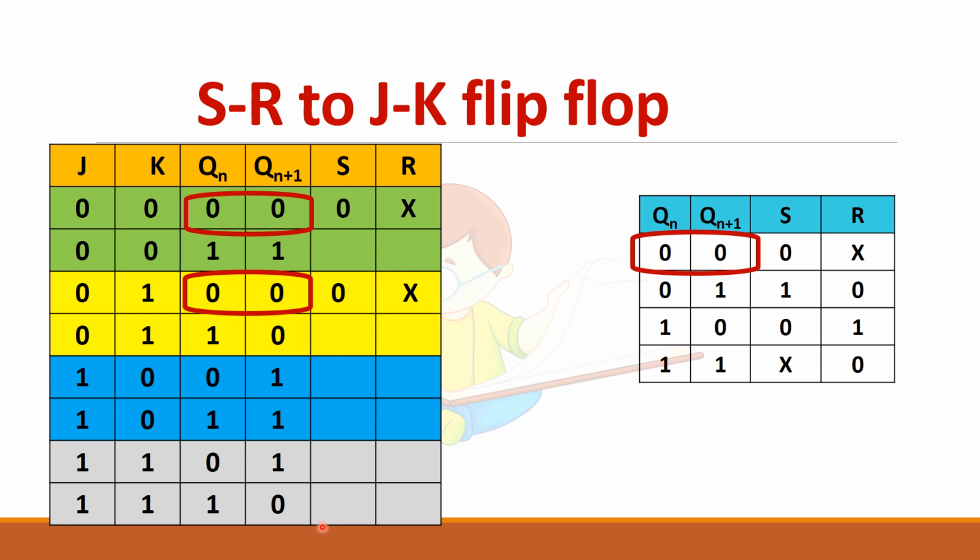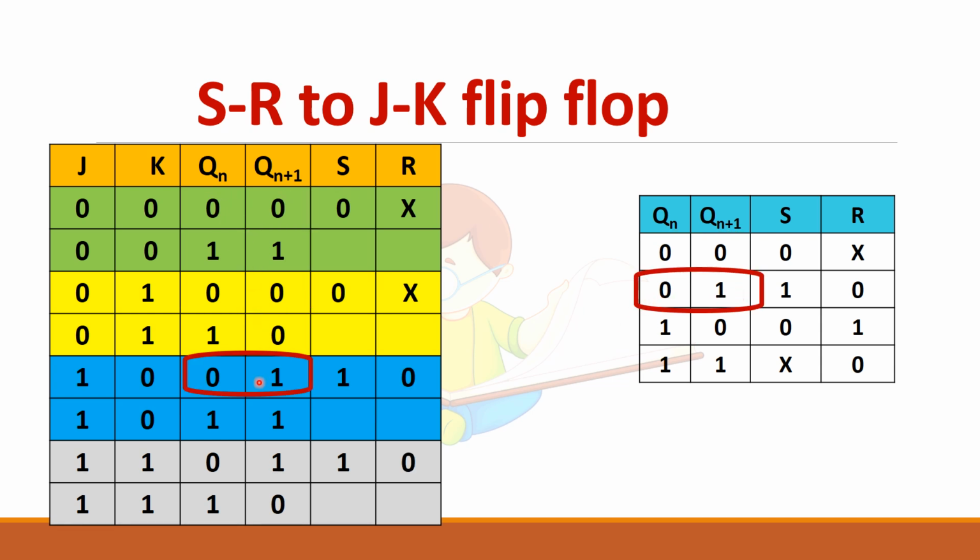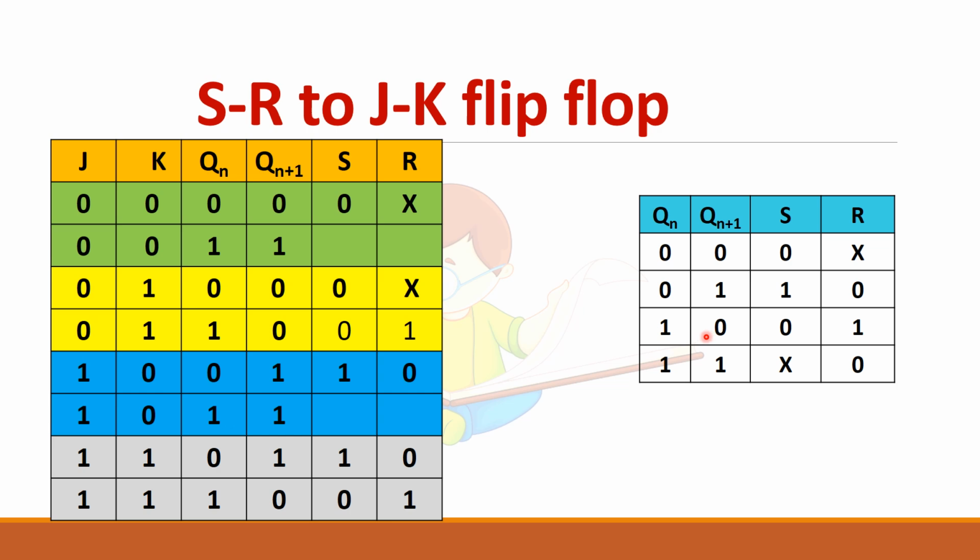Similarly, you have to fill up the remaining table. Next for 0, 1, you find where 0, 1 is here. What are the corresponding S and R values? 1, 0. So write 1, 0 here. Next, the 1, 0 condition. You find 1, 0 here and fill up the S and R values as 0, 1. Similarly for 1, 1, you can fill up X, 0.